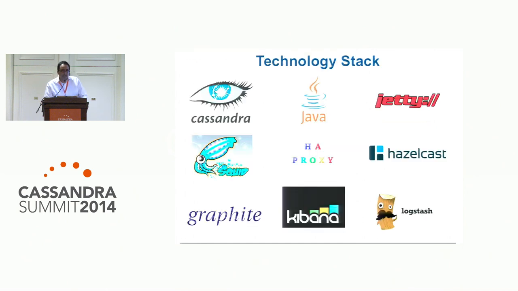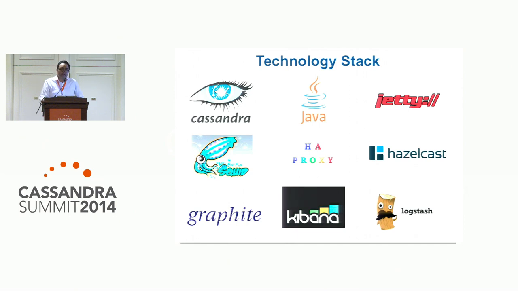In terms of the technology stack, all this data is stored in Cassandra. We recently upgraded to 1.2.16. The Hippo processes themselves are Java applications, and they run across multiple VMs. We expose our HTTP endpoints using Jetty.